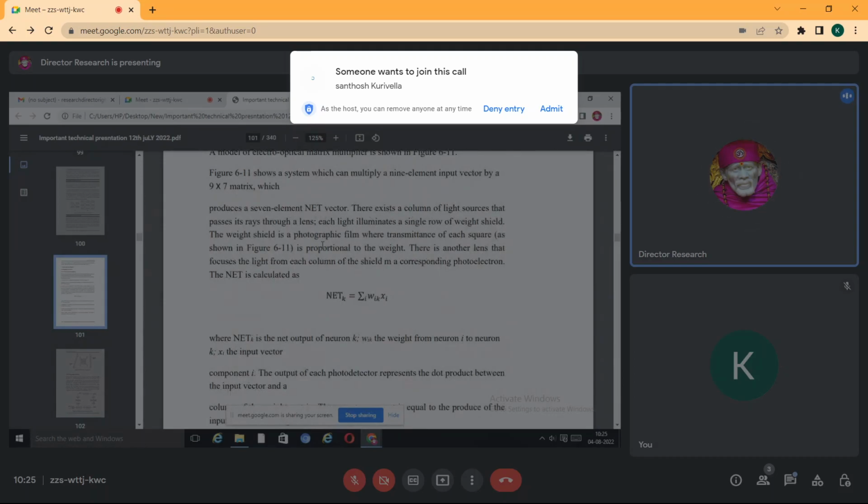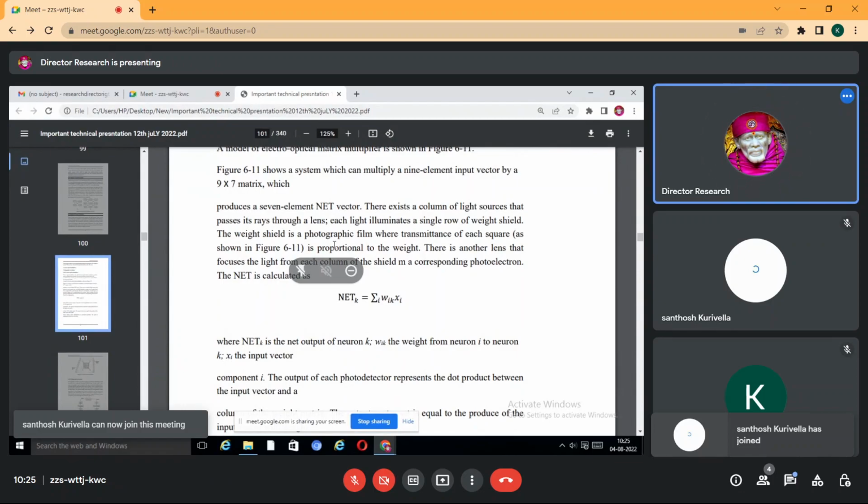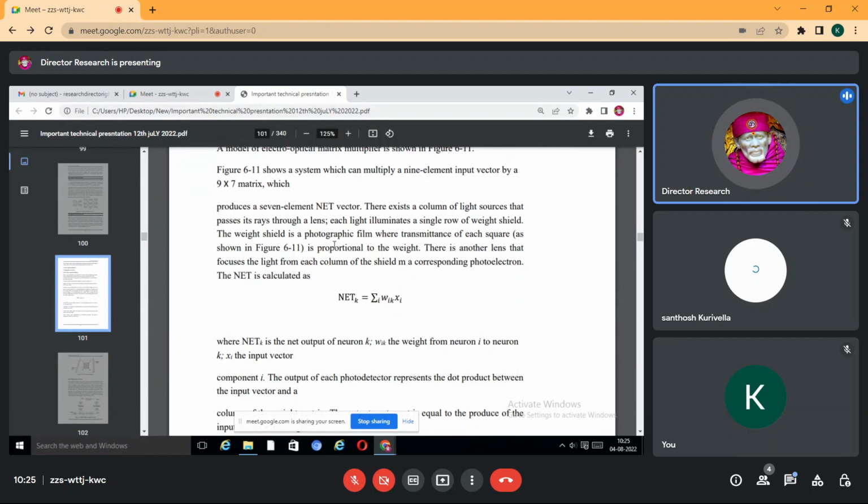The figure shows multiplying the 9 elements of the input vector by a 9 by 7 matrix to produce 7 elements in the net vector. There is a column of light sources that passes its rays through a lens. Each light illuminates a single row of the white shield.